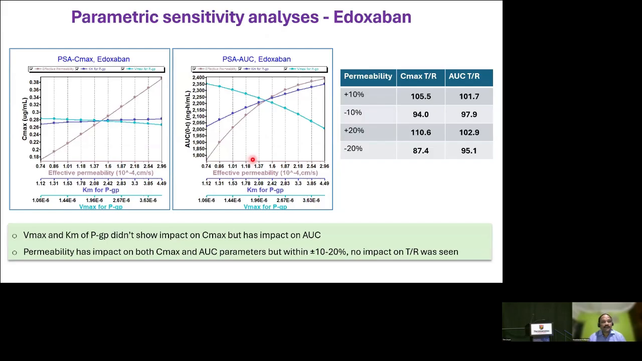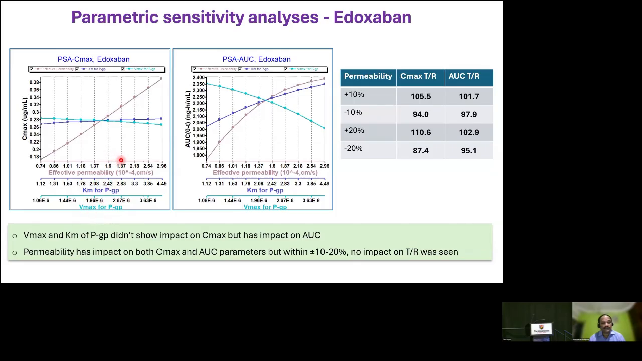So what we can see in this particular slide is the parametric sensitivity analysis for the first molecule, edoxaban. And we have done the parametric sensitivity analysis for the Cmax as well as the AUC parameter. And this sensitivity analysis was done for 3 different parameters: effective permeability and the Vmax and Km for the absorptive transporter P-glycoprotein. In case we are using any of the excipients such as antioxidants or pH modifiers or the surfactants, sometimes they also have propensity to alter the kinetics of the transporters, as described by James Polli in the previous presentation. And that's where we have done the sensitivity analysis not only with respect to permeability, but also with respect to the transporter kinetics.